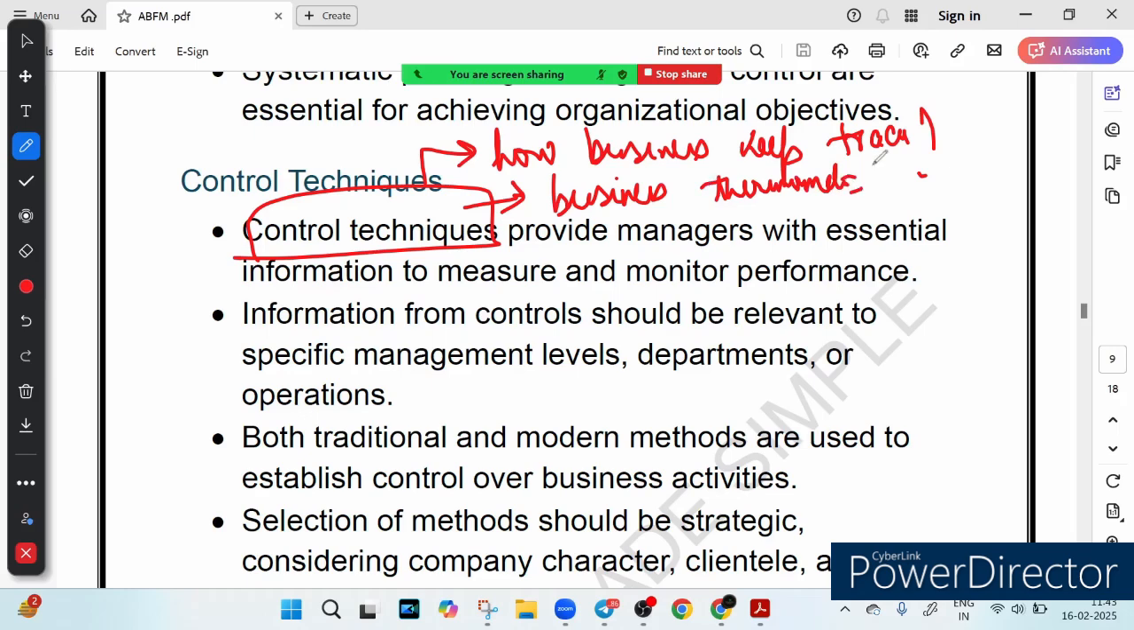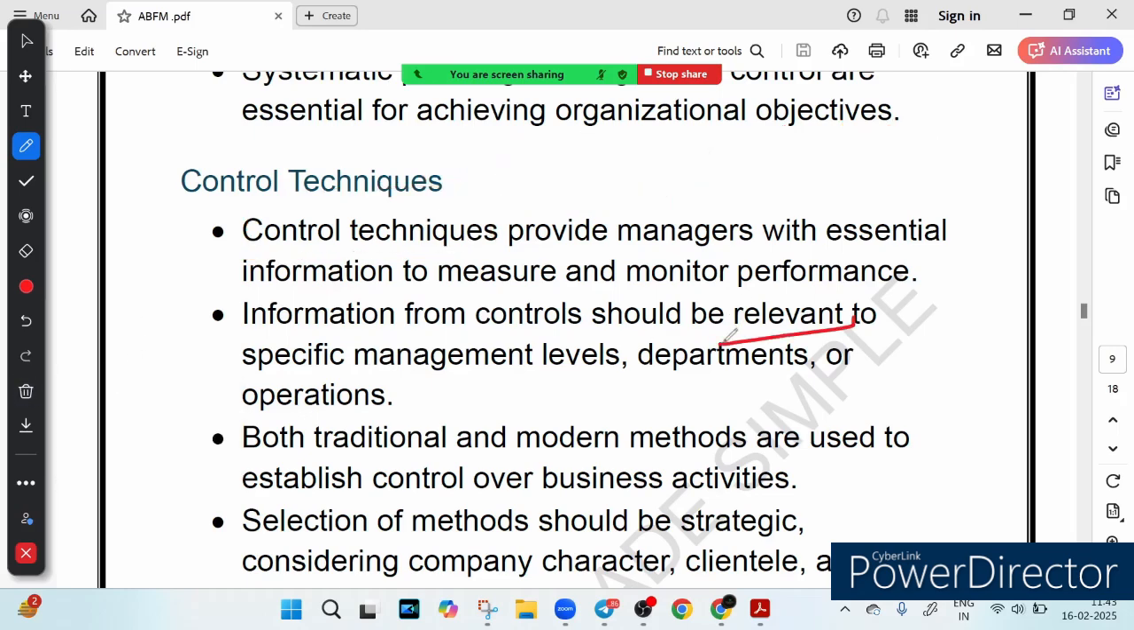They check the health of an organization. And control methods should be relevant. The first key point is that it should be relevant. Relevant means that different levels of management need different data, right? So you have different levels of management and they need different data. The second point is that it should be strategic.